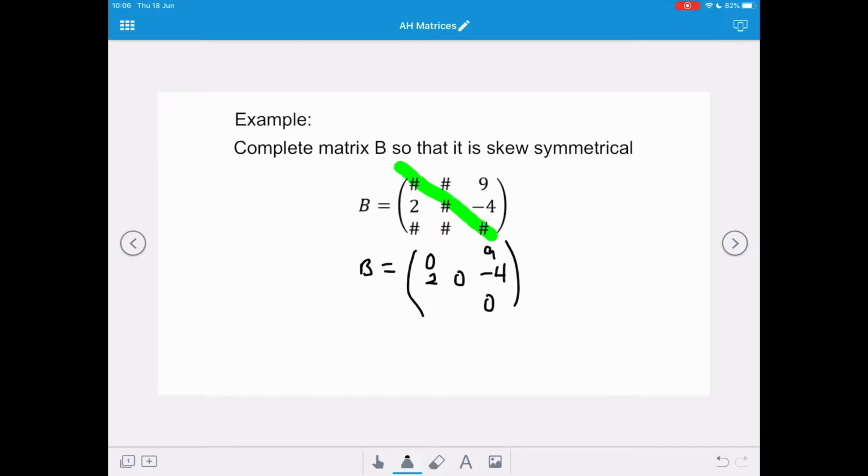So we know that in order for this to be skew-symmetrical, if we were to take the transpose of this matrix, we would need to have the negative equivalent of B. So considering the first row and the first column, we need them to be the inverse of each other. So we can fill in A12 with a -2, and we can fill in A31 with a -9. Then the other position that we need to fill in is A32, and that will have to be the inverse of the -4 in A23, and so the value of A32 is 4.